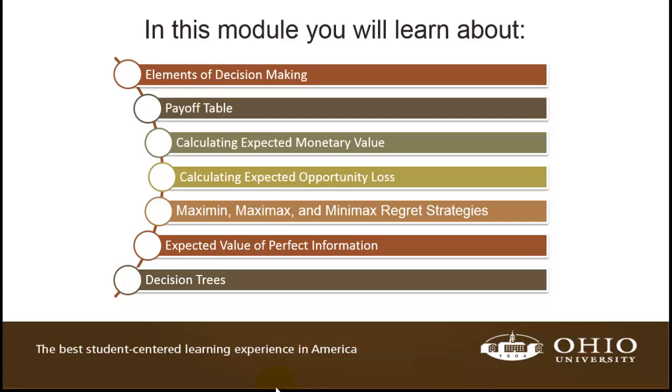We're going to start off by looking at what the different elements of decision making are. Then we're going to define a payoff table. Then we'll calculate two different probabilities associated with each of the different alternatives, expected monetary value and expected opportunity loss. Then we'll move on to three strategies that are not probability related: maxi-min, maxi-max, and mini-max regret strategies. Then we'll talk about the expected value of perfect information, and what we mean by that is what we would be willing to pay to have all the needed information ahead of time. And finally, we'll finish with decision trees.